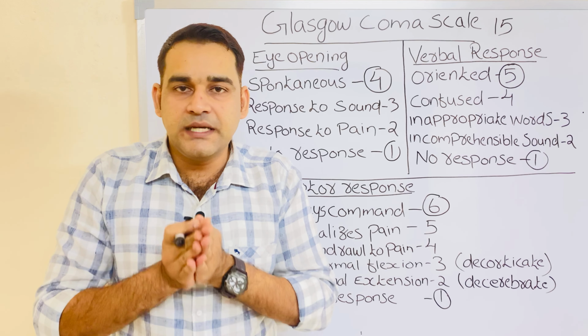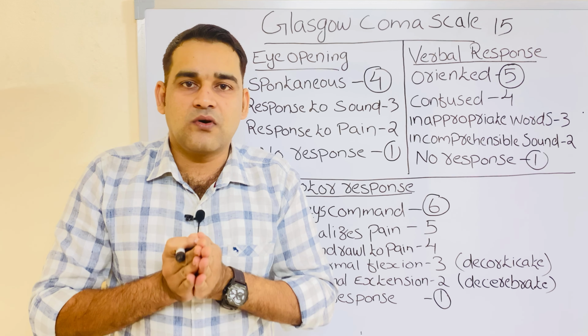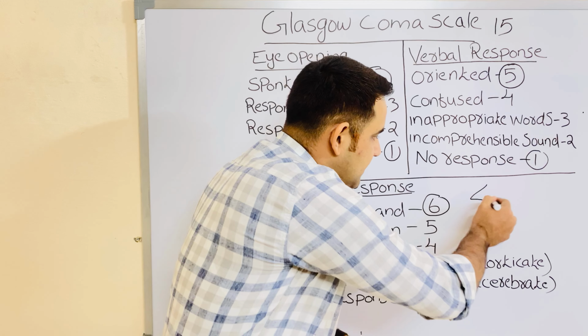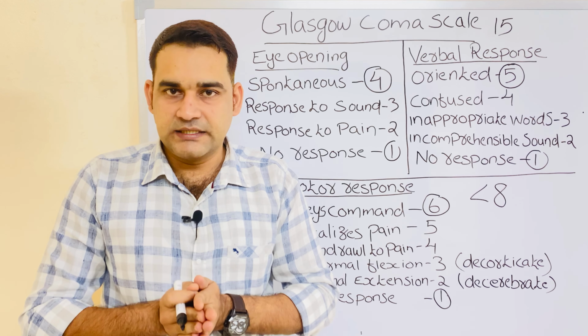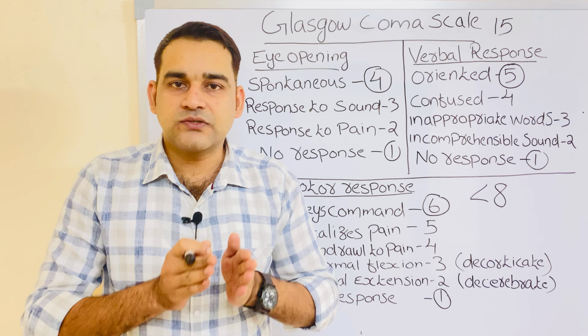Now if the patient's Glasgow coma score is less than 8, it means the patient is in coma stage. That's all regarding Glasgow coma scale.